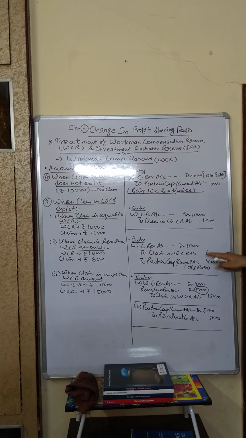So WCR account debit, claim on WCR 6,000, excess amount 4,000 remaining will be distributed between the partners. Partners capital or current account, in the old ratio.